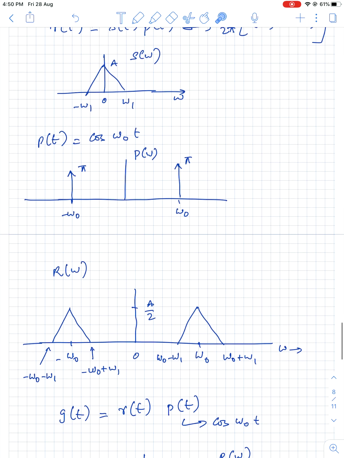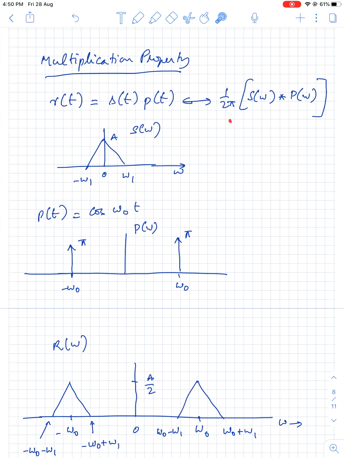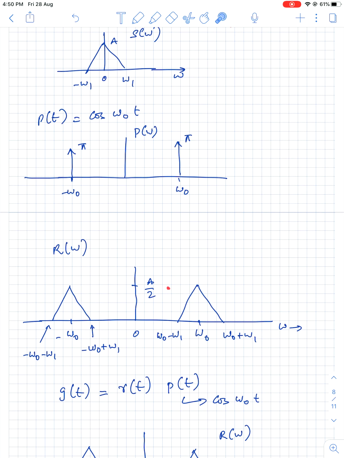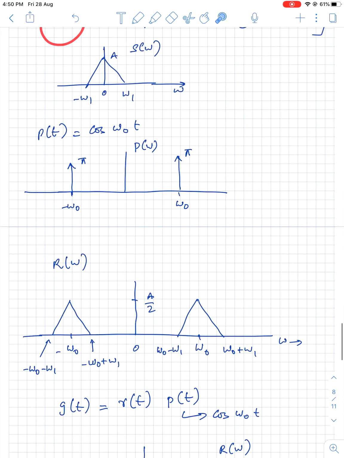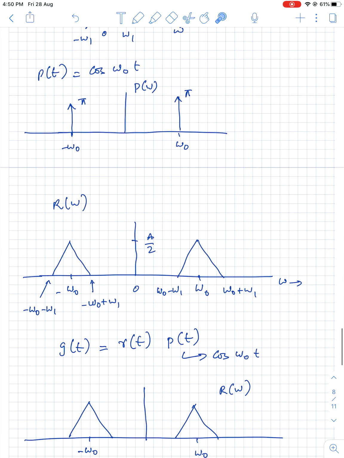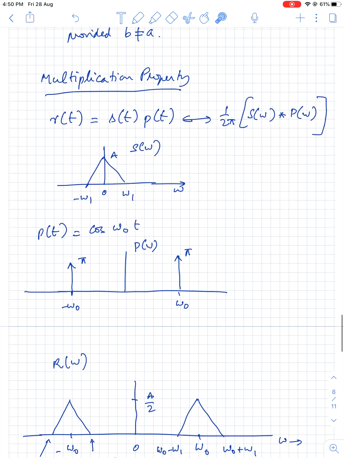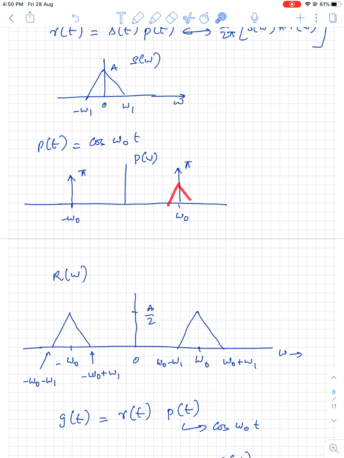The signal gets repeated here, and there is a 1 by 2 pi factor here, which gives me the scale a by 2. So this is my Fourier transform of the product S(t) into P(t), right? So if I want to get the R(t), I take the inverse Fourier transform of this. This is R of omega. So now this is what is used in communication. Basically, whatever spectrum is there here has now been shifted to higher frequencies. That is essentially what has happened.